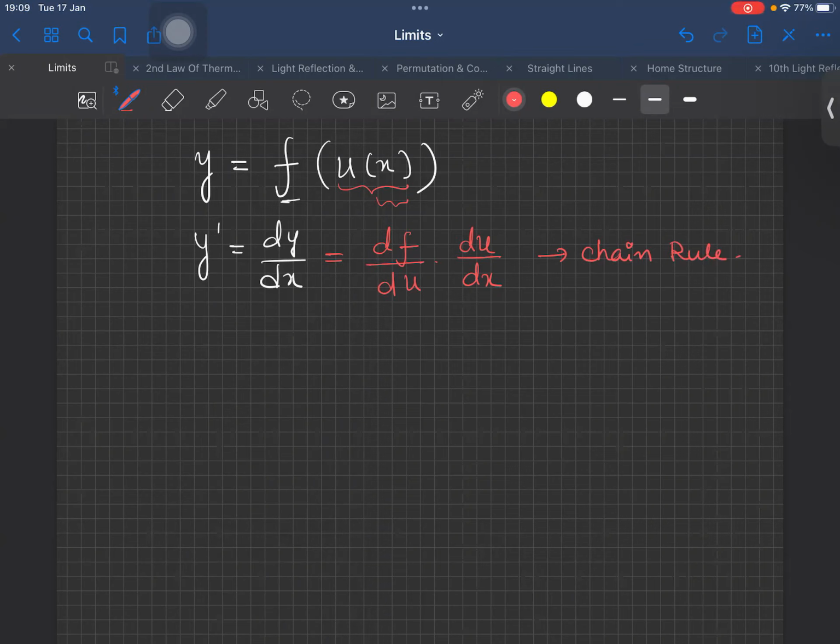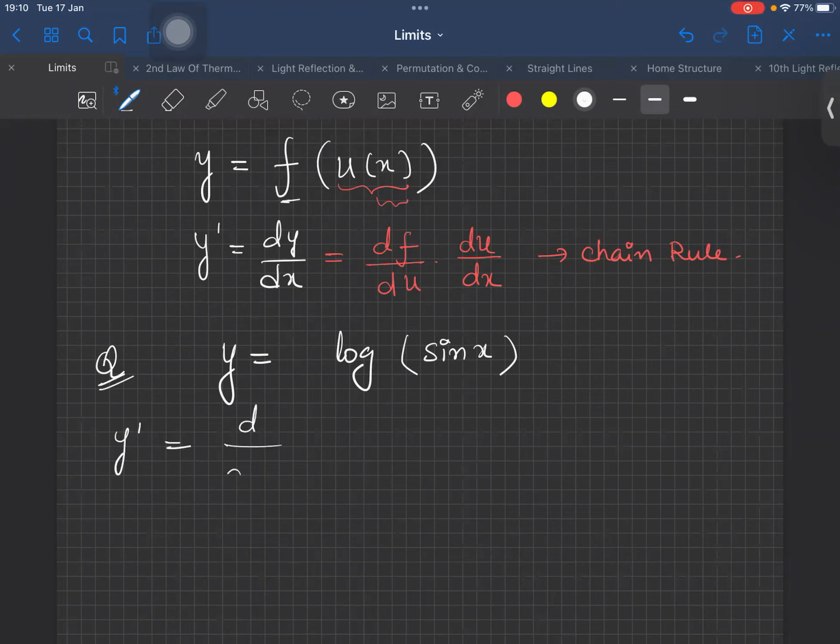Understood? Let's take the example. Suppose the given function is y equals log of sine x. How will you find the derivative? Find dy upon dx, y dash. This will be equal to d upon dx of the function log of sine x, with respect to x. We have to find that, right?